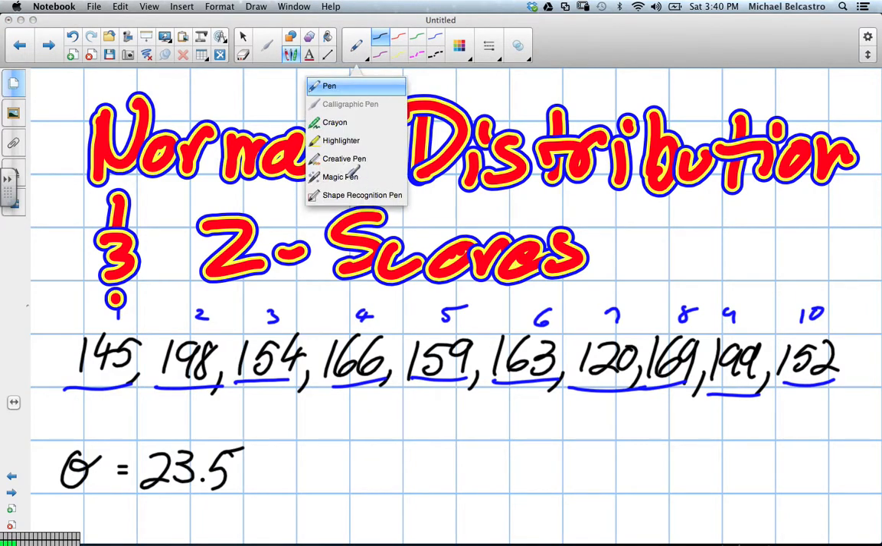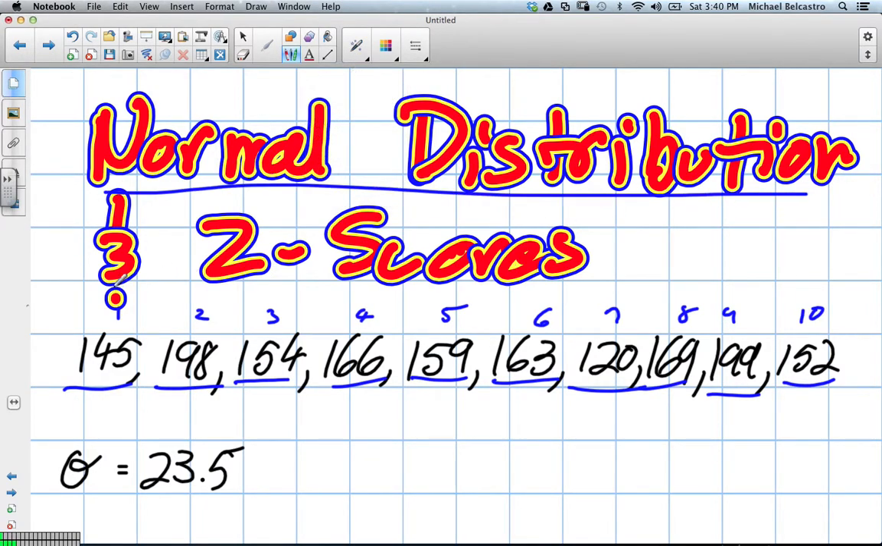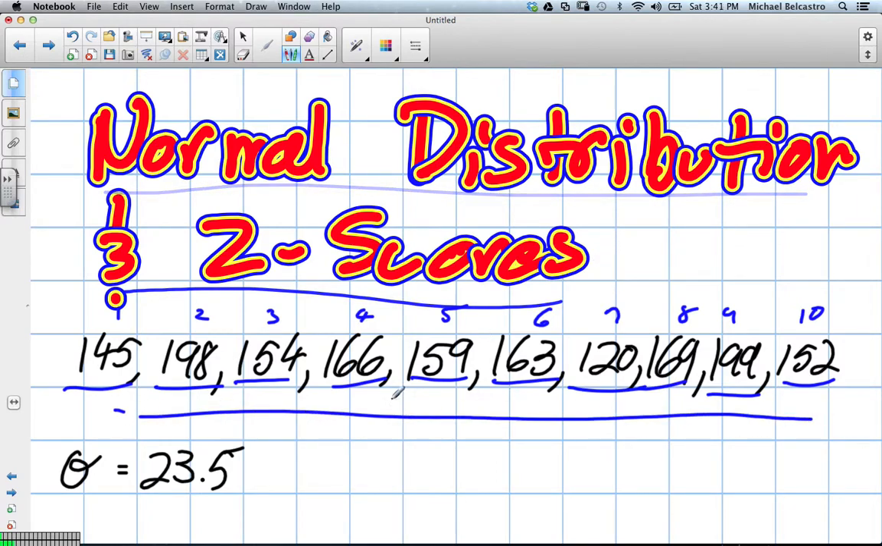Okay. We're going to quickly talk about normal distribution and then z-scores and how to find percentages with z-scores. So here's a bunch of data. We just did a question on standard deviation. We discovered that the standard deviation of all this information was 23.5.